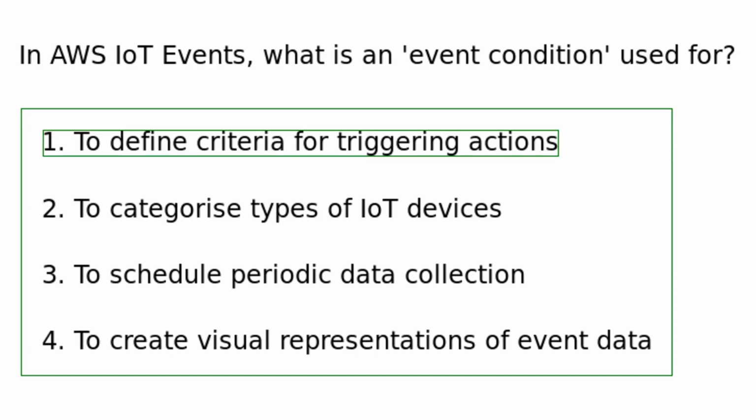An event condition in AWS IoT Events defines the criteria that must be met for an event to trigger specific actions, facilitating automated responses based on predefined rules.